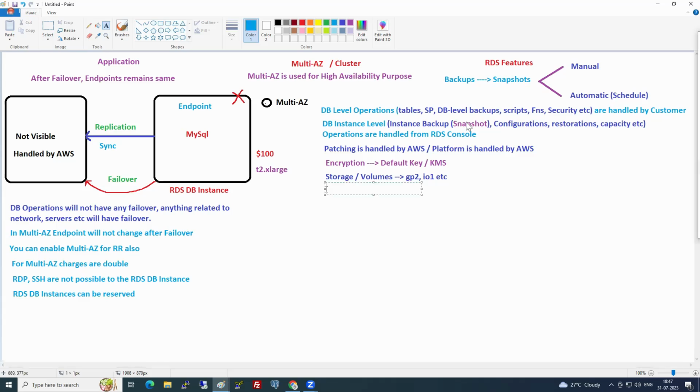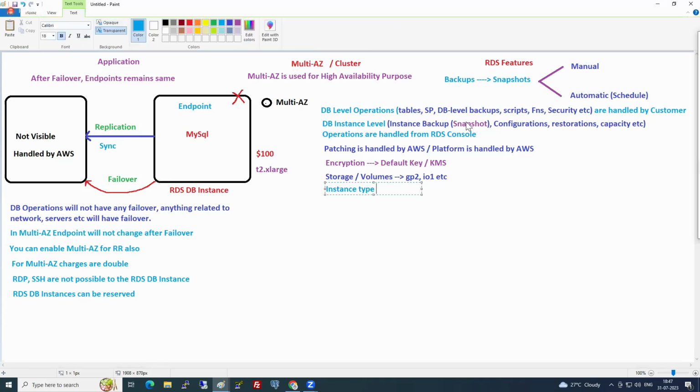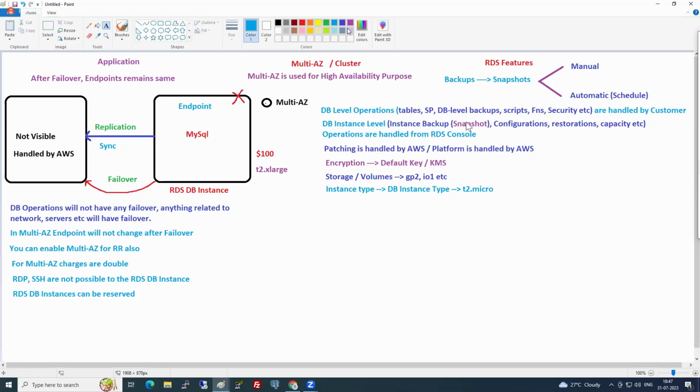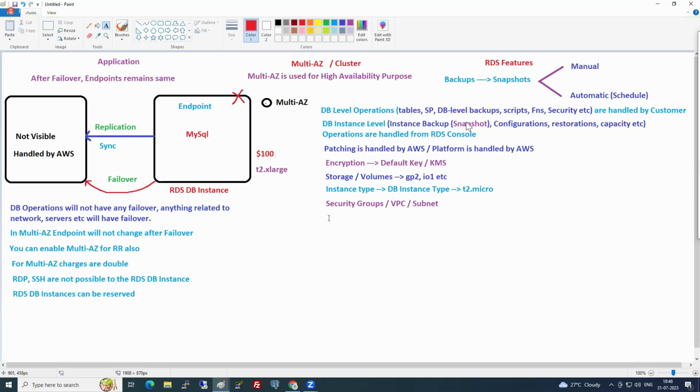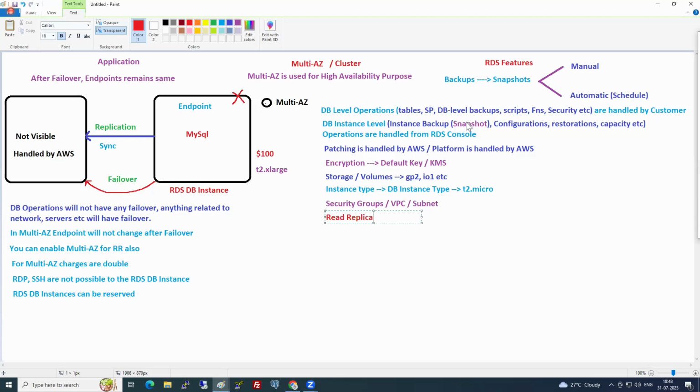It also asks for instance type. Which is our favorite instance type? T2 micro, right? Here we call it the DB instance type. Which one should we select? T2 micro, as we are in the free tier. And similarly, you have security groups, VPCs, subnets, as we have for EC2. And then we learned about read replicas, right? The multi-AZ concept we have learned, correct?